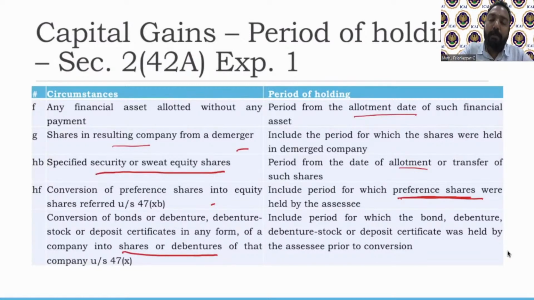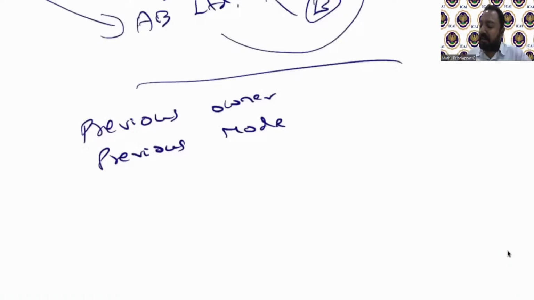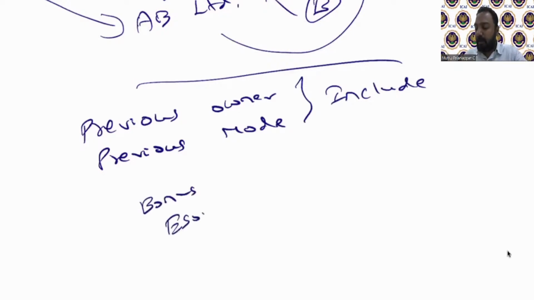So now, what period are we including? We are including the period in which it was actually held as bond or debenture. So the concept is, for every transfer, if there is a previous owner or previous mode, include that period. So previous owner, previous type of organization, whatever it is. Similarly, when you say previous mode, earlier held as preference share, earlier held as bond, earlier held as debenture. All this when converted, we need to include that period also. Apart from that, whenever it is bonus, ESOP, or rights, the relevant period must be from allotment date. So we need to include from allotment date.